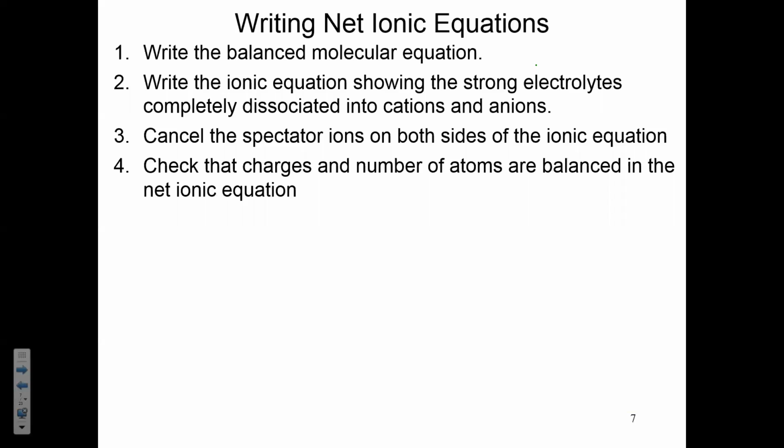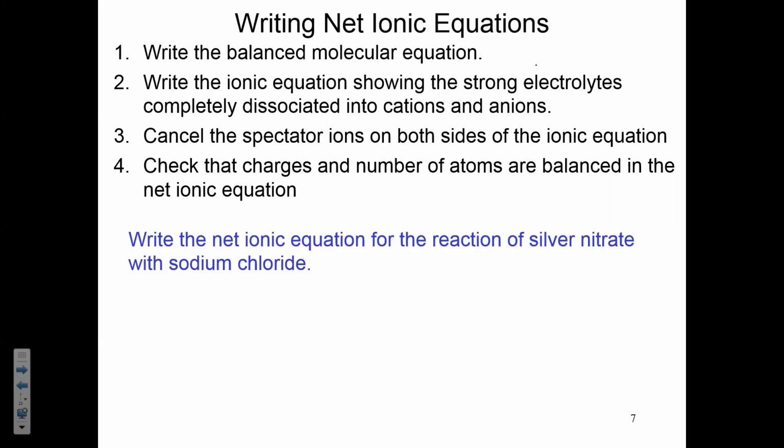Then cancel out all of your spectator ions, which are located on both sides of the equation. So we cancel one side with what's on the other. Don't cancel anything that doesn't match. That's very important. If the charges don't match, if the numbers don't match, don't cancel them. You'll get in trouble with your answers. And then the last thing you need to do is check that all your charges and numbers of atoms are balanced in the net ionic equation, and form that final piece, the net ionic equation.